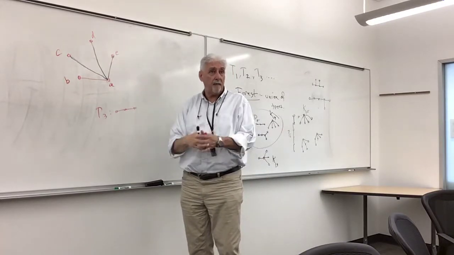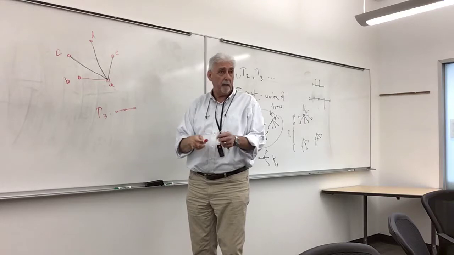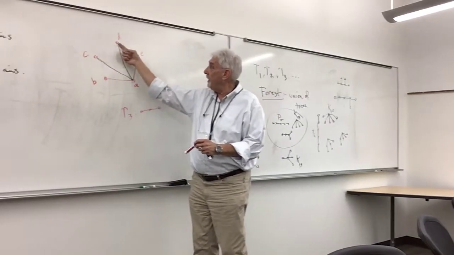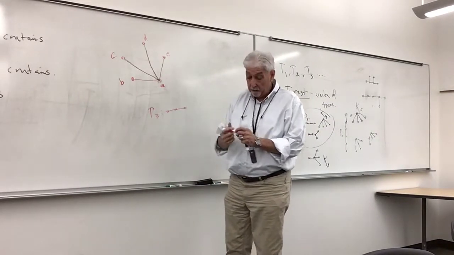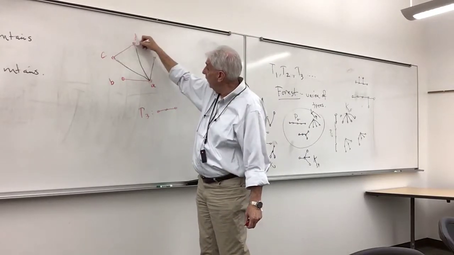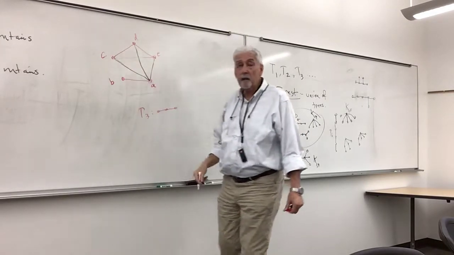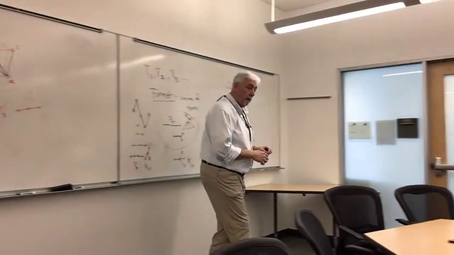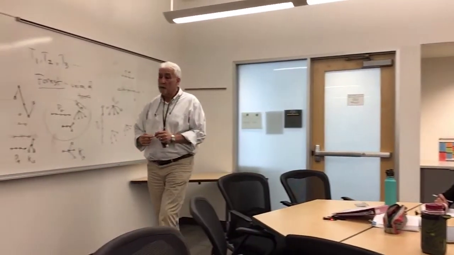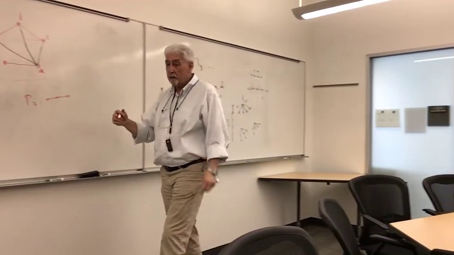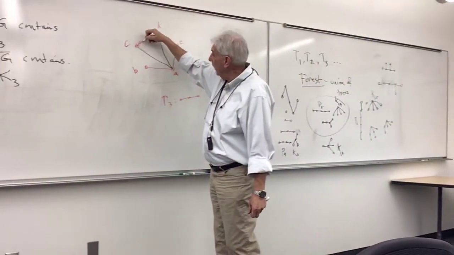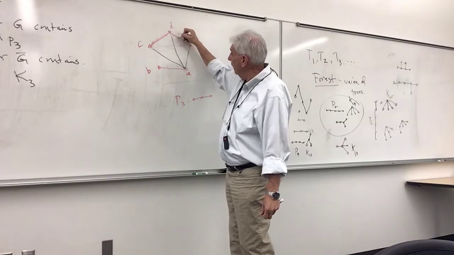But all the edges have to be either in the graph or in the complement. So this is not black, and this is not black, and this is not black, so they all must be red. You can say it, but then this is a P3.